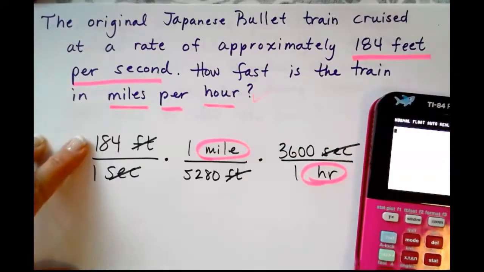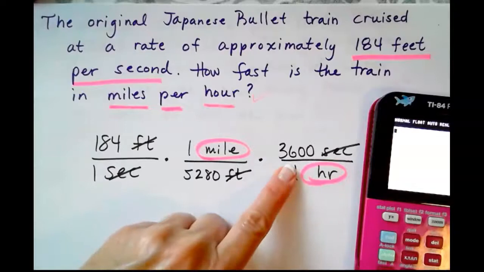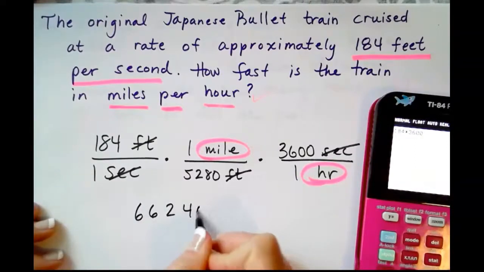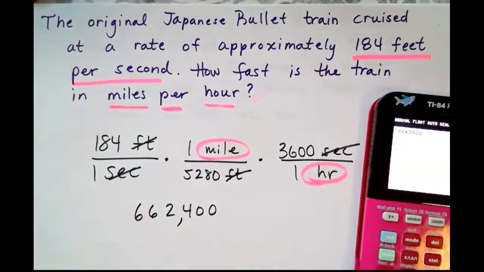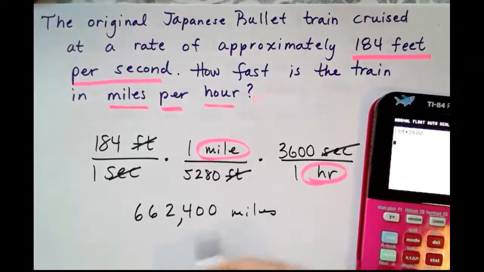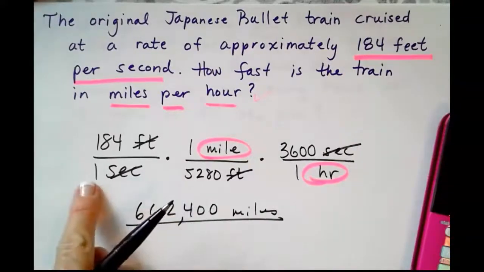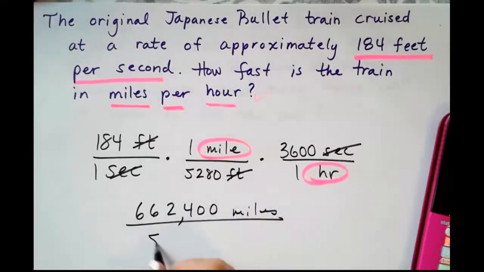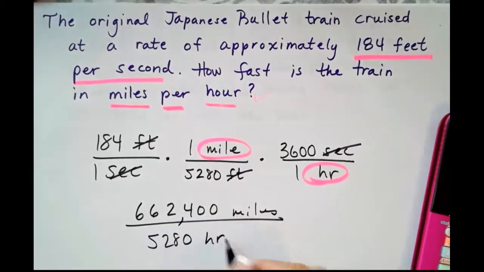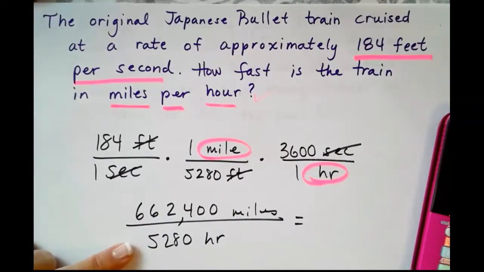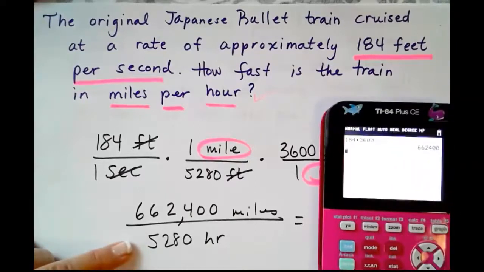So we multiply here. We've got 184 times 3,600. That is 662,400 miles. And on the bottom, our only unit that's left is hours. So 5,280 times 1. So 5,280 hours. So this is the fraction that we need to simplify, because this is not a good unit rate, because we want to know per 1 hour, which is why we divide.